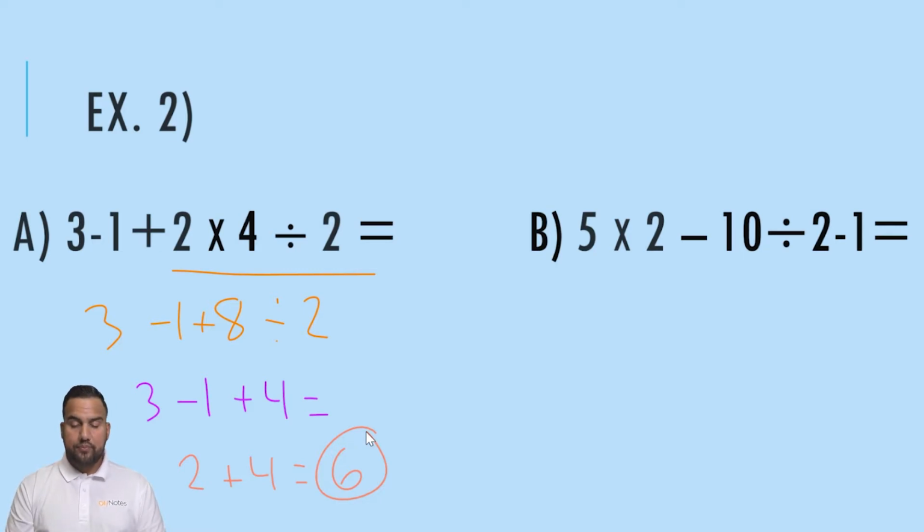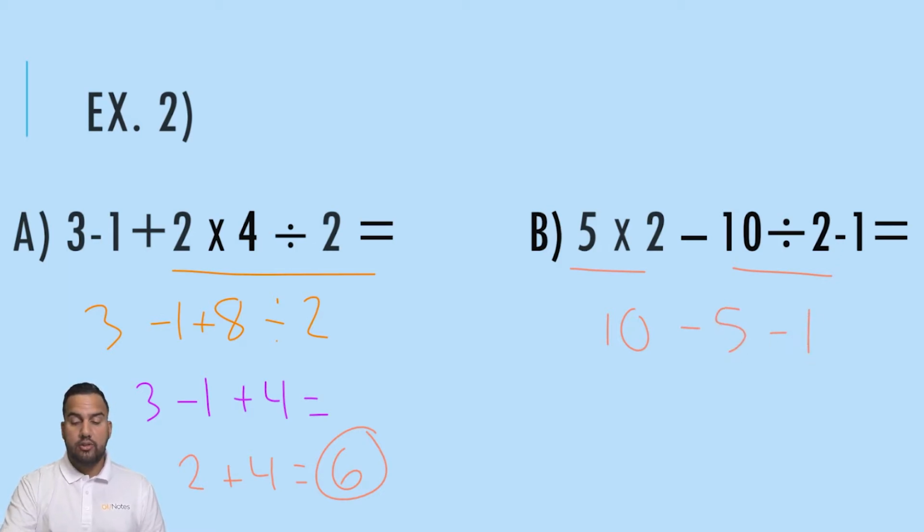Looking at B, same type of problem. Ask yourself, what should I do first? I have a multiplication and I have a division, but they're not next to each other. So because of that, just go left to right with multiplication, division. 5 times 2 is 10, followed by negative 10 divided by 2 is going to be negative 5. So it's going to be 10 minus 5 minus 1.